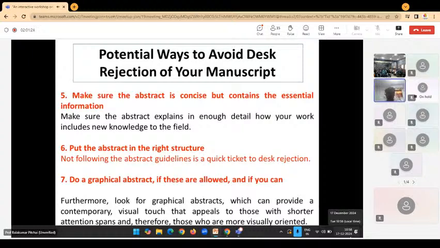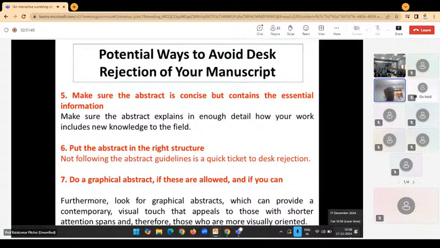And you should put the abstract in the right structure. I told you structured abstract, non-structured abstract. Structured abstract will have background, methods, results, and conclusion. Non-structured abstract will have all these components without any subheadings. That's it. And you should always come up with a graphical abstract.